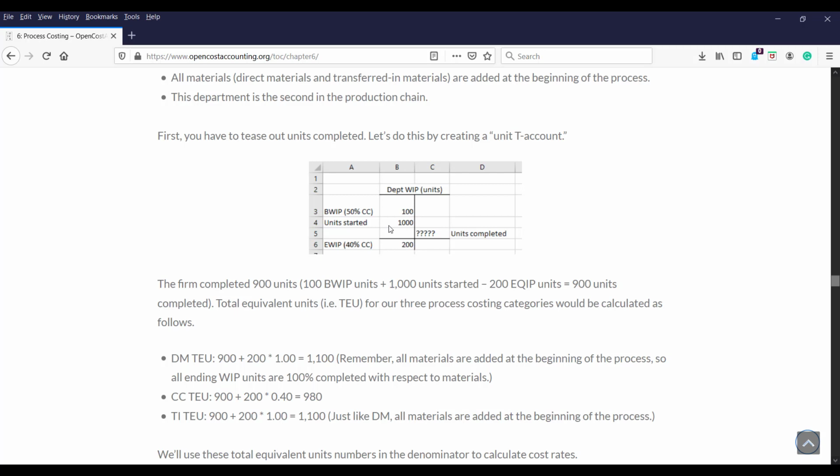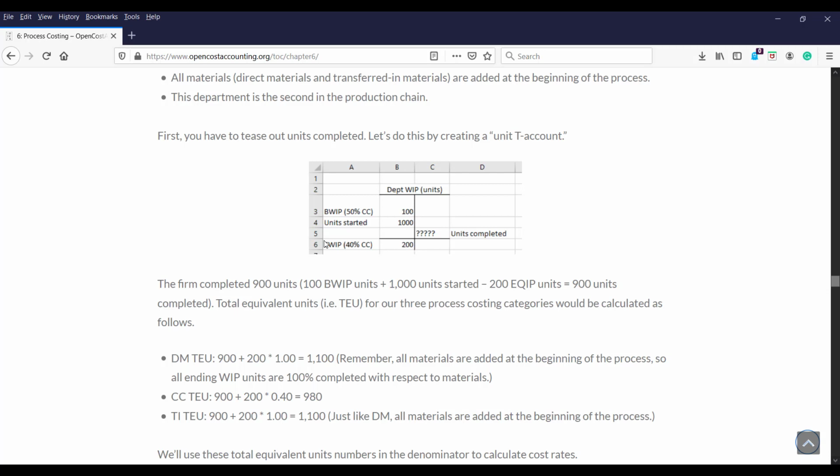Notice, again, embedded in this 900 number is the 100 of beginning WIP units. Some of those are almost certainly in here, but we're including them in the denominator. We're going to include them in our rates for this period's costs, regardless of the fact that some of the work was done last period. We are divorcing our beginning WIP units from any costs that were associated with them, and those costs are going to go back into the mix of overall costs for this period.